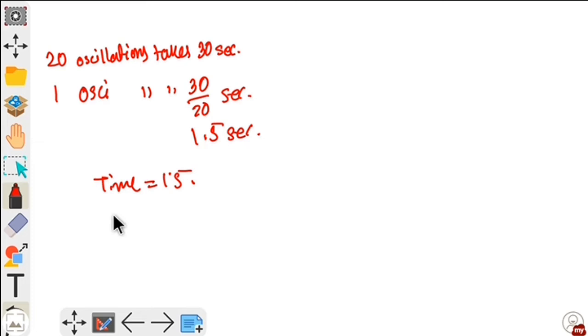Now if the length is constant, then the time period is also constant. If you increase the length, the time period also increases.